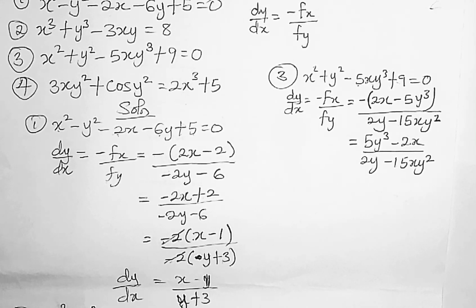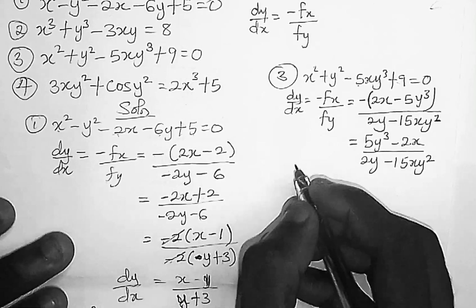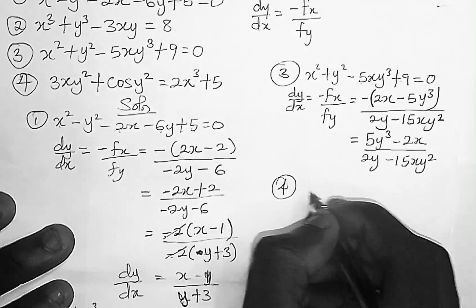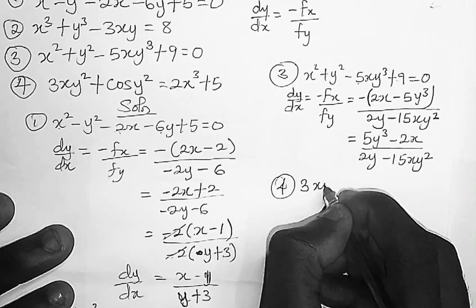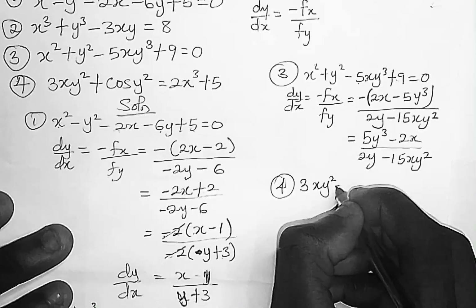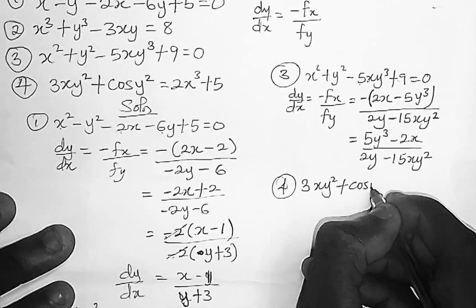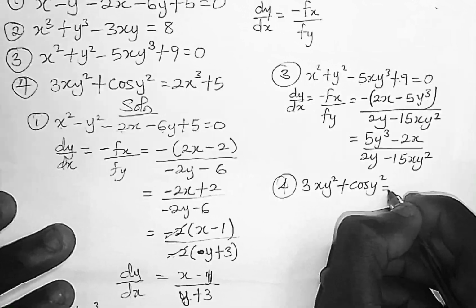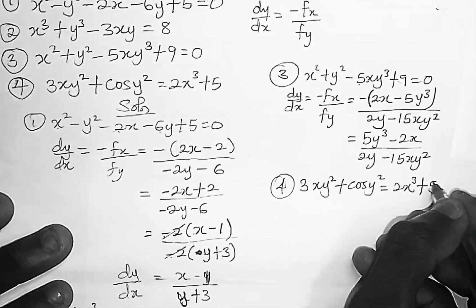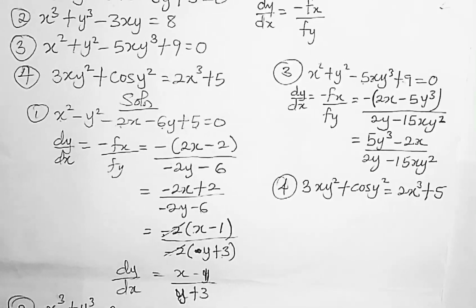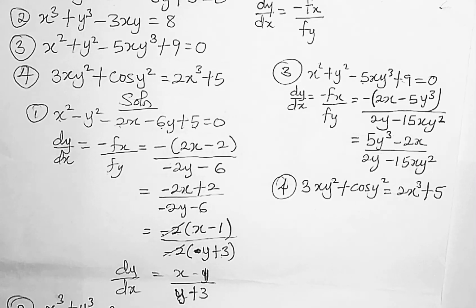Alright, so let's see the final question together. Now we have example 4. So you can try it on your own too. Pause the video, try it, so you can make sure that you are getting all these things. 3xy squared plus cos y squared equal to 2x cubed plus 5. Now if you differentiate directly here, you are going to have error. So what do you do first?